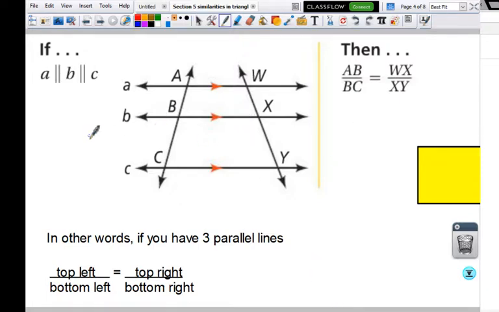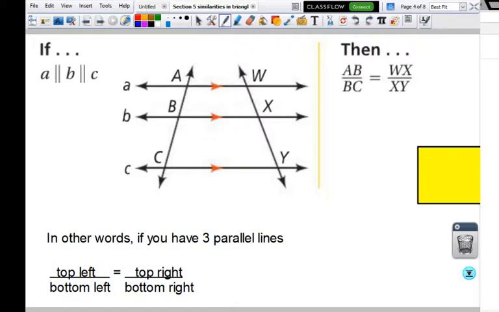It's basically just like a triangle, except we're not looking at a triangle, we're looking at three parallel lines. So instead of looking at a shape that will look something like this and have a line in the middle, we're looking at parallel lines. It's kind of the same thing, it's just not a triangle shape. So technically it's AB over BC equals WX over XY. Basically the same thing as with the triangle. We're just looking at three parallel lines and not a triangle. That's the only difference. Pretty much the same concept.